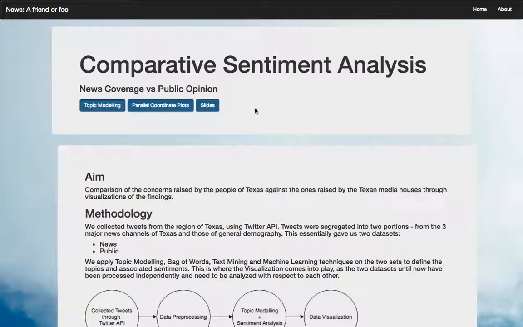Our project, Comparative Sentiment Analysis, is an effort towards building a visual system which tries to compare and contrast the similarities and differences in the topics raised by the general public versus the news media houses. We have often found bias between what the public's day-to-day concerns are and what is being covered by the different news channels. This was the motivating force which led us to try and build a system which can be used by the general demography and the news houses alike to compare the topics covered by the different news houses and what their opinions are about it.